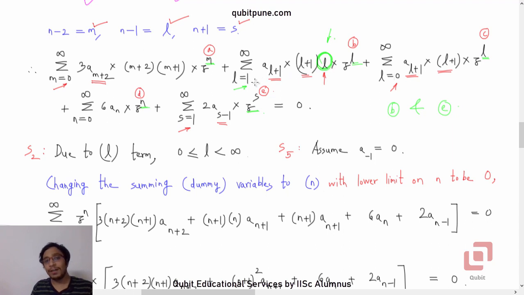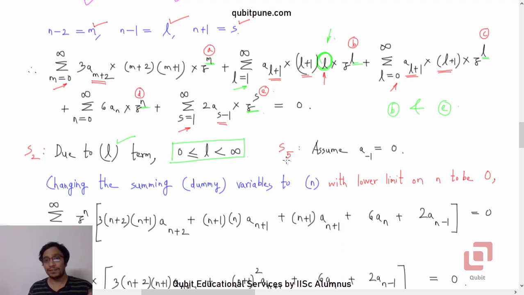Okay, so because of this L, even if we let L start from 0, due to this L, the first term is not going to play any role. Okay, it is still going to be 0. So due to the L term highlighted and encircled in the green color, we may let L change from 0 to infinity, including 0.